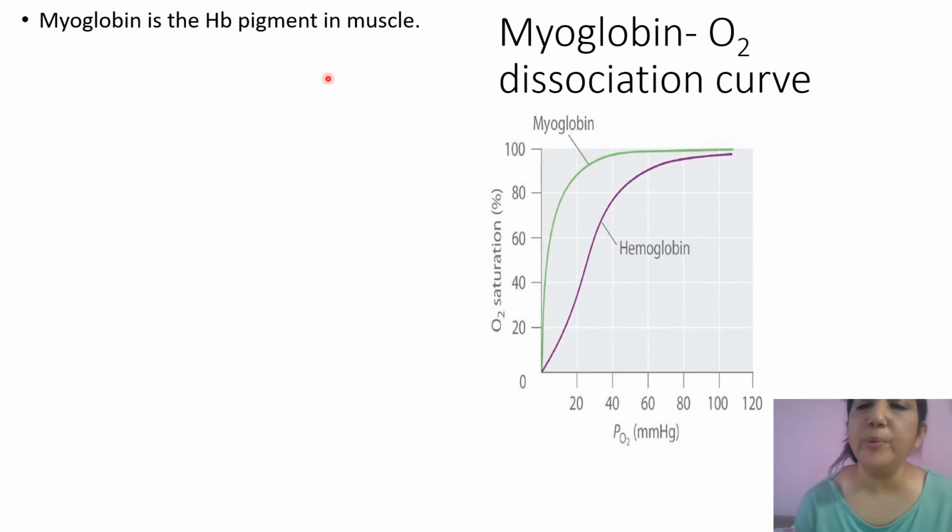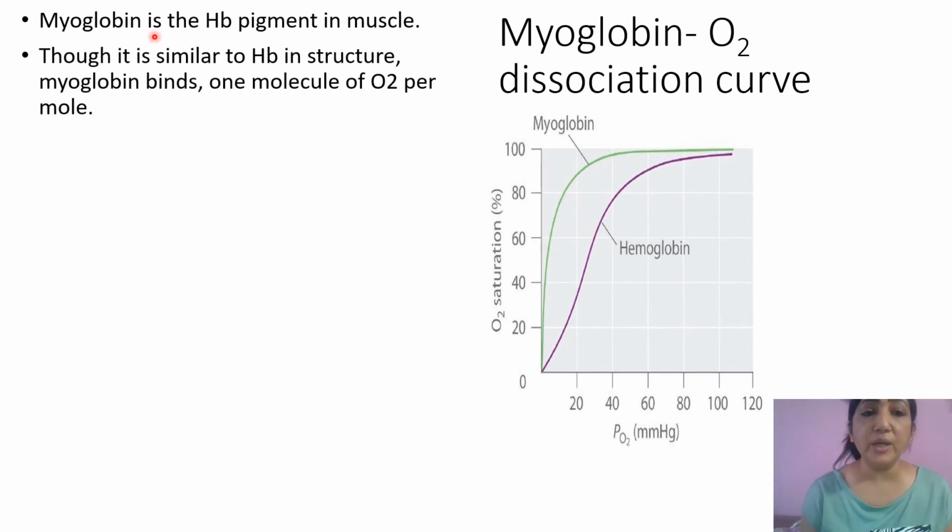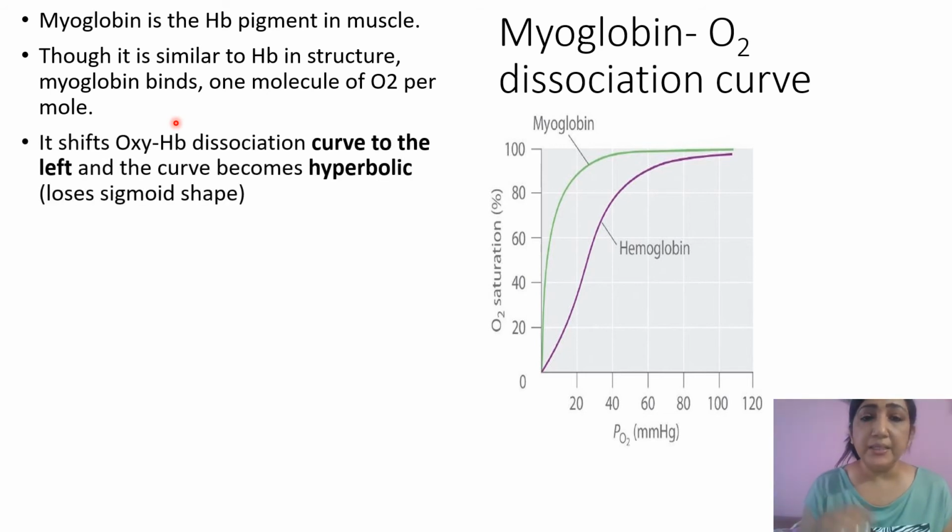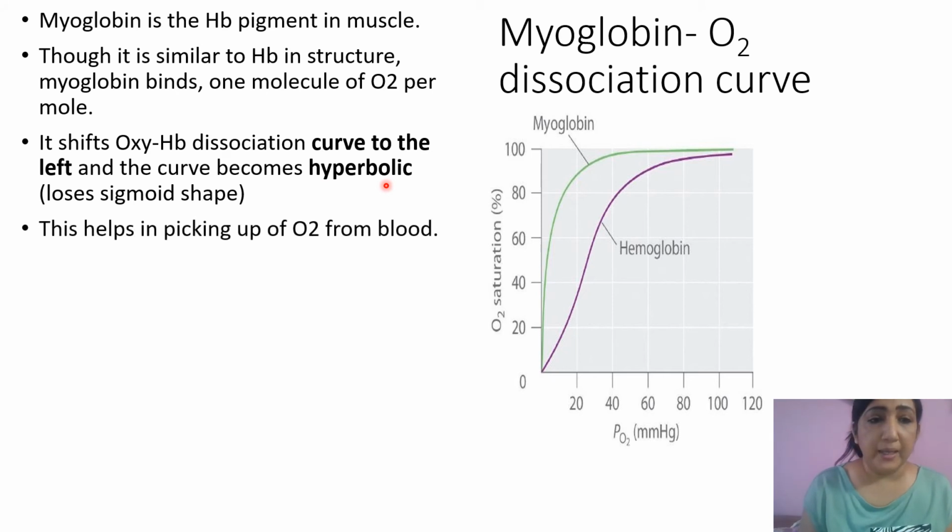Now, myoglobin is a hemoglobin-like pigment in the muscle. Though it is similar to the hemoglobin structure, it binds 1 molecule of oxygen per molecule of myoglobin. In exercising muscle, the myoglobin production will be more, and the affinity of myoglobin towards oxygen is more. The curve shifts towards the left side, and it is not at all sigmoid shaped, it is hyperbolic. It helps in the picking up, meaning loading, of the oxygen.